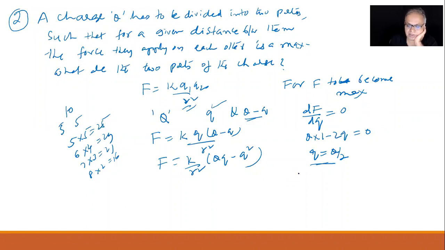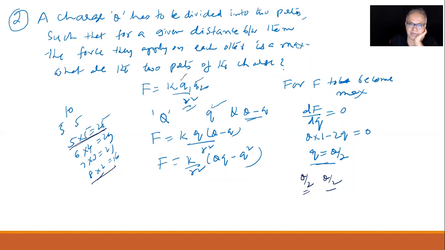Now we found that it should be q by 2 and q by 2. That means if I divide the total charge into half and half, then the force between them becomes maximum. I've told you here. Now you could have guessed it even before I finished. You could have told the answer. A given number is divided into two parts. The product will be maximum. Here the force depends on the product, right?